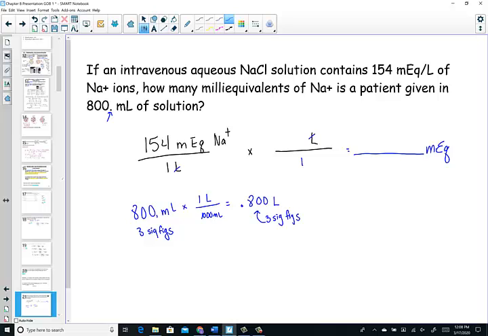So I have 0.800 liters of solution. How many milliequivalents am I delivering? Well, if 1 liter delivers 154, 154 times 0.8, I would be delivering 123.2, and I'll remember to report 3 sig figs in my final answer.